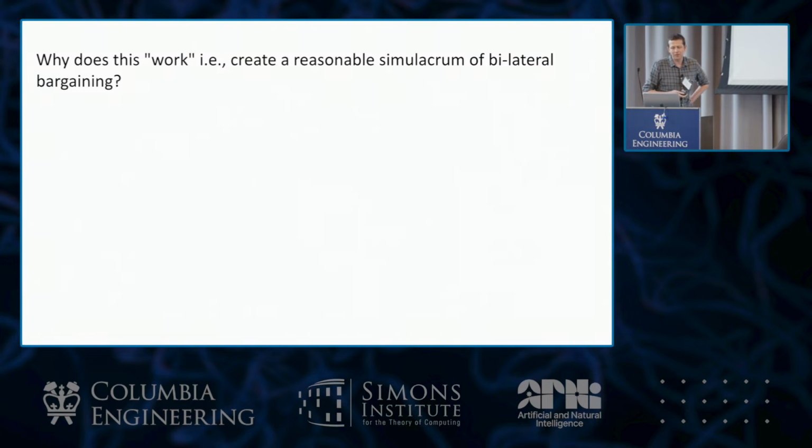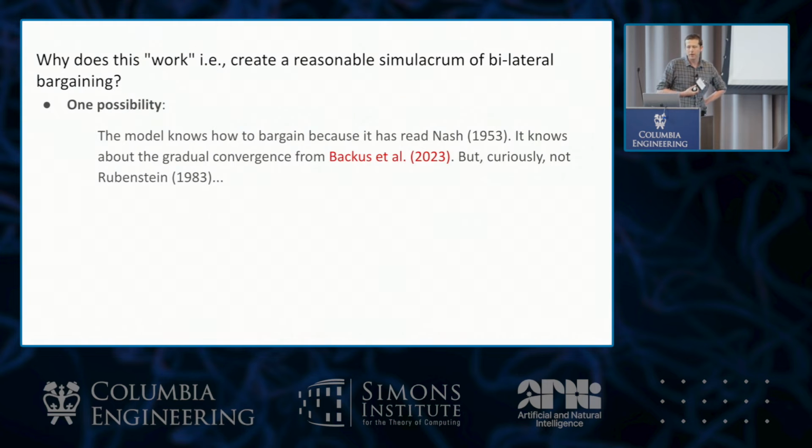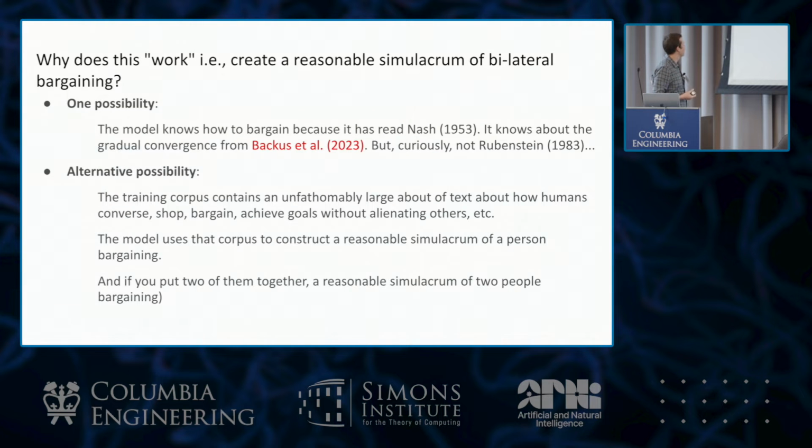So why does this, quote unquote, work? Maybe one possibility is it's read papers about Nash bargaining, and it's read about gradual convergence from Bacchus et al. But curiously, it hasn't read Rubinstein 1983 that said the deal should happen immediately. That's one possibility. I think the alternative possibility is that the training corpus just contains this unfathomably large amount of text about how people converse, shop, bargain, reason about things without alienating others. And the models essentially use this to construct a reasonable simulacrum of how a person engages.